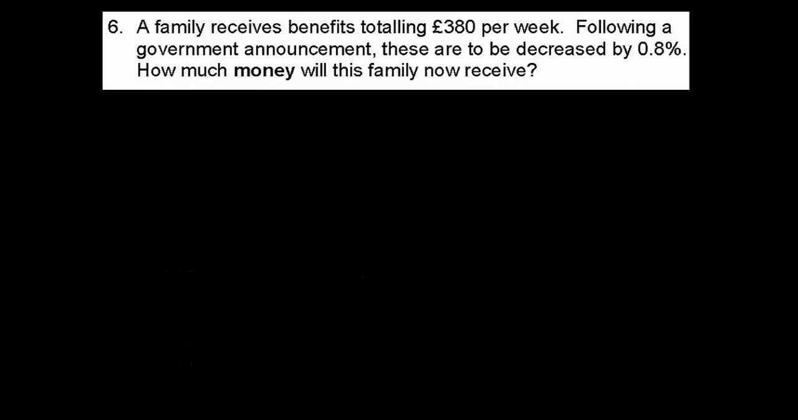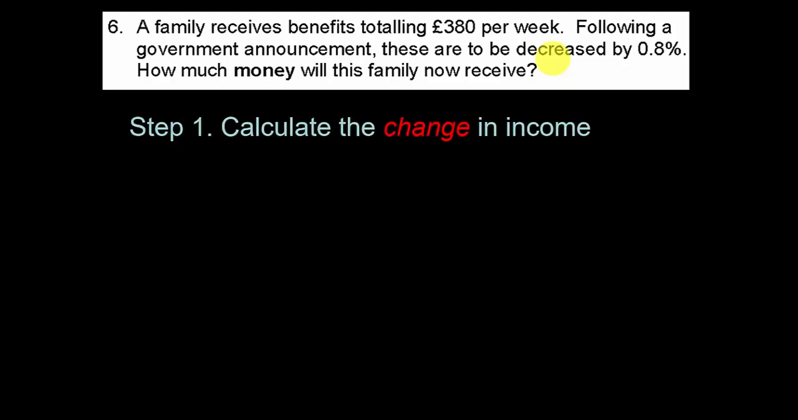Question 6. A family receives benefits totaling £380 per week. Following a government announcement, these are to be decreased by 0.8%. How much money will this family now receive? Again, it's going to require 2 steps. The first step is to work out the change in income.